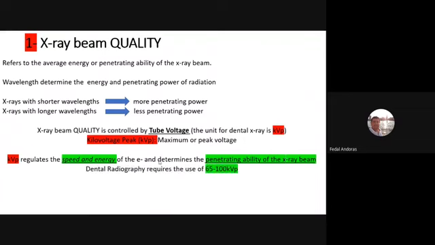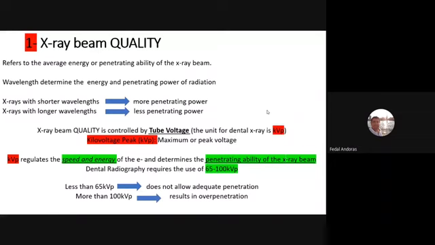Dental radiography requires the use of 65 to 100 kVp. So no less than 65, no more than 100 kVp. Why? Less than 65 kVp will deliver X-rays with less penetrating power, so it will do harm to the patient rather than getting benefit by doing a radiograph.